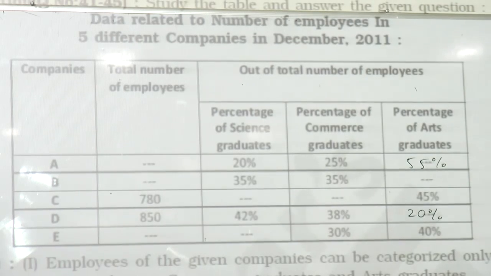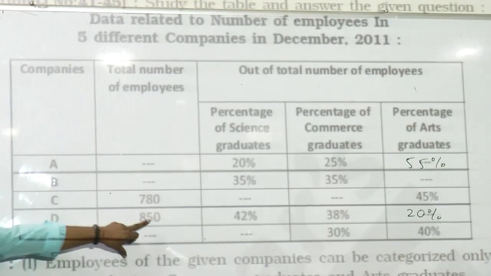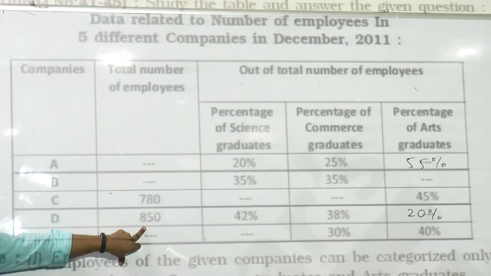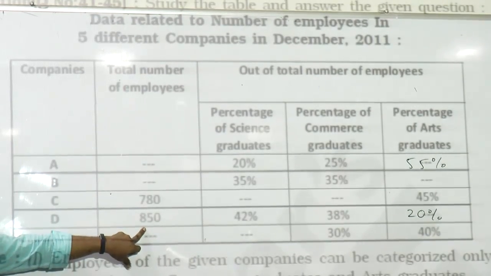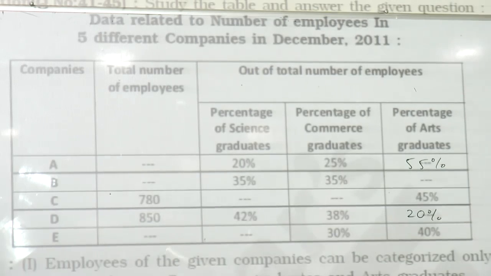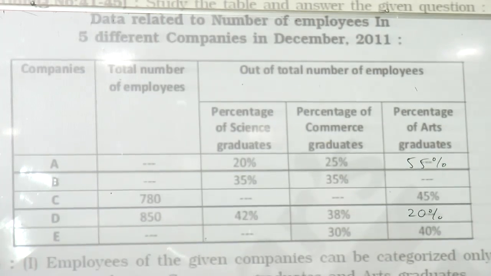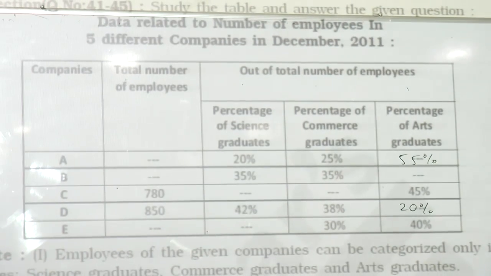Or else you need to calculate 22% here. 10% is 85, 20% is 170, 2% is 17, so 170 plus 17 is 187. We don't need that data also. 22% should be a multiple of 22, so a multiple of 11. That's it, you have only one option. If you have more than one option, then you need to calculate.